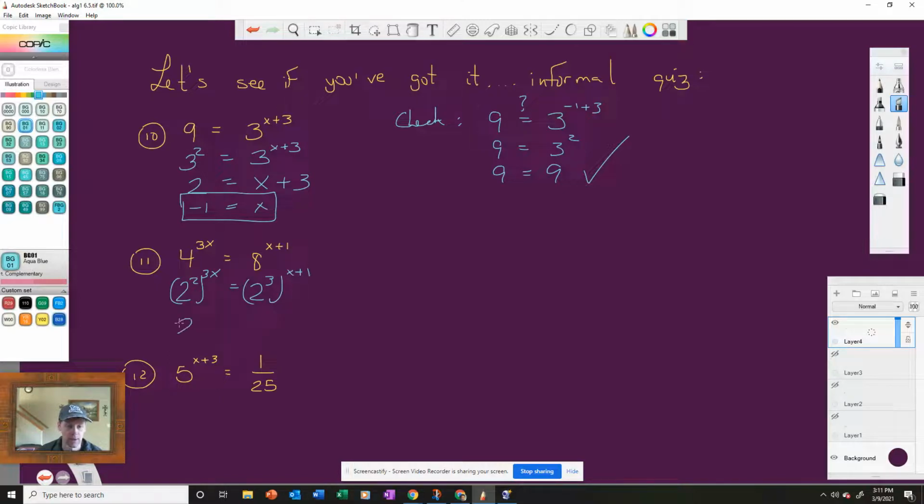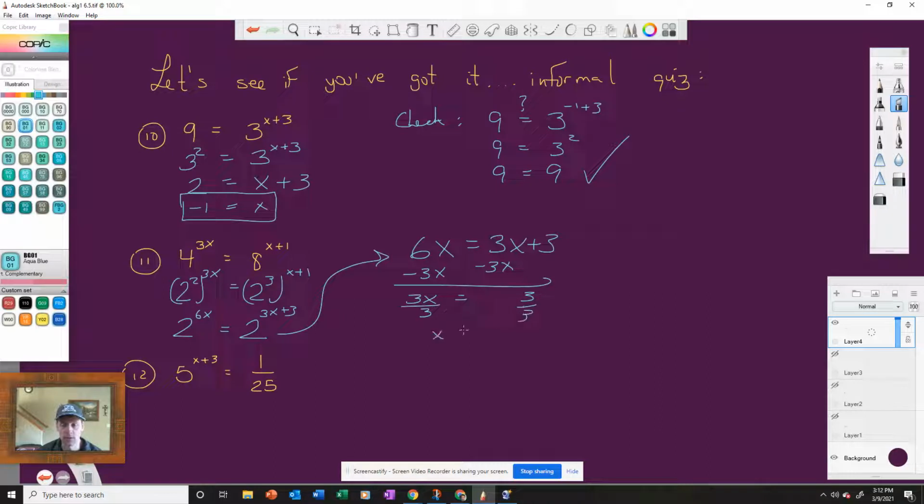All right, so that gives me 2 to the 6x equals 2 to the 3x plus 3, which means that 6x must equal 3x plus 3. Subtracting 3x from both sides, I get 3x equals 3. Dividing by 3, I get that x equals 1.